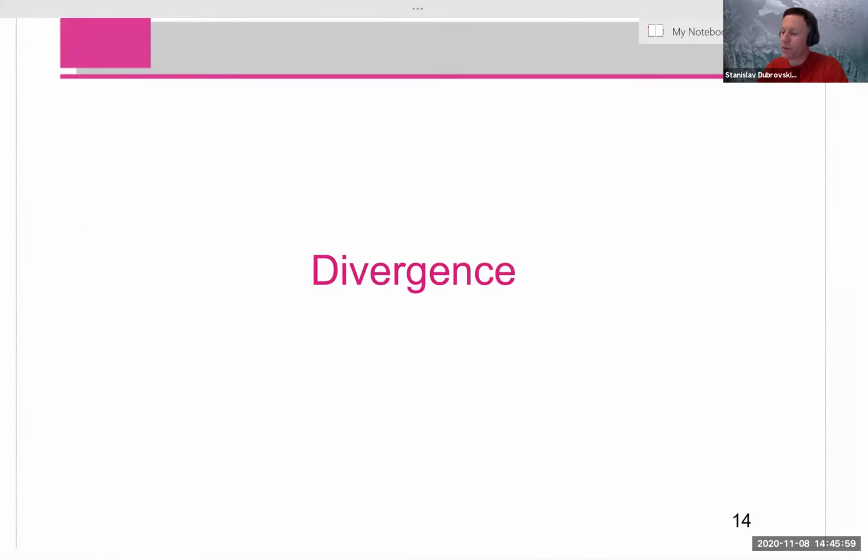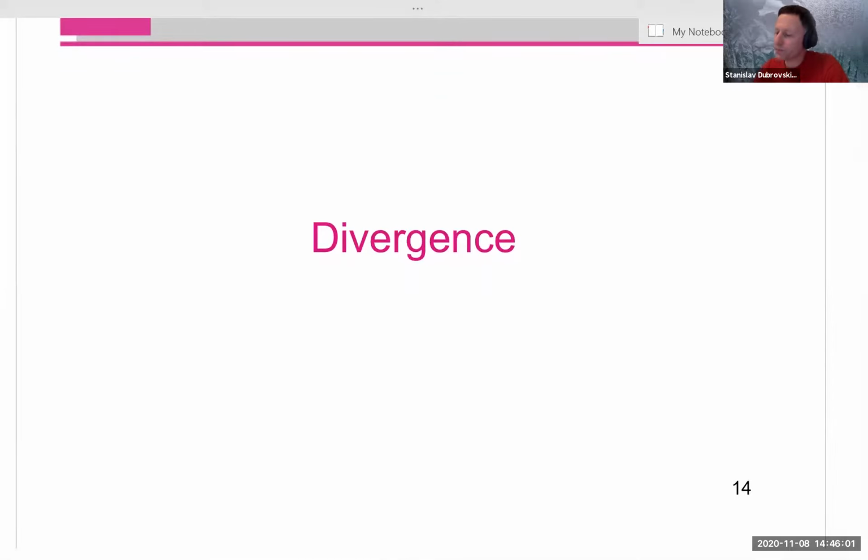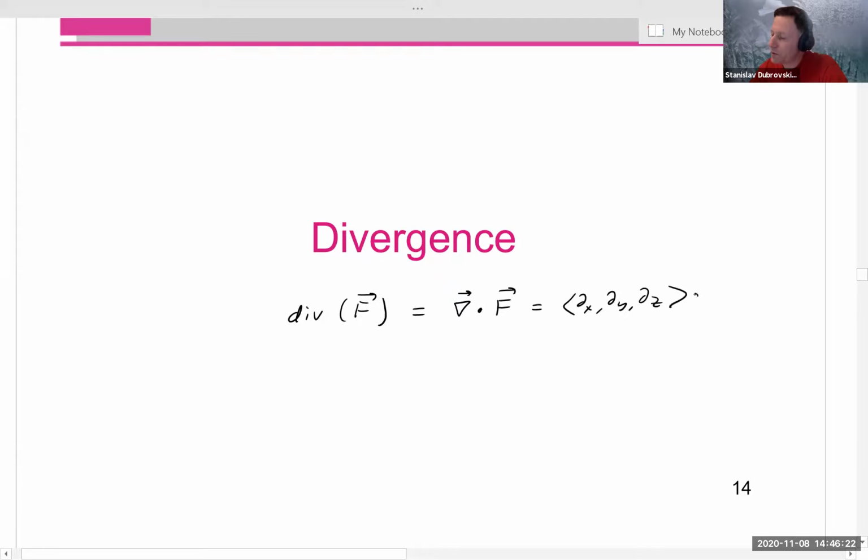Okay, a couple of words about divergence. So divergence of F is just equal to the gradient, understood as an abstract vector, dotted with your vector field. So in other words, you will have d/dx, d/dy, d/dz dotted with your P, Q, R, and the formula becomes dP/dx plus dQ/dy plus dR/dz.